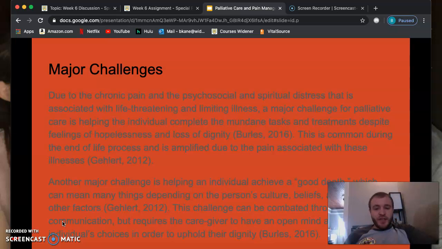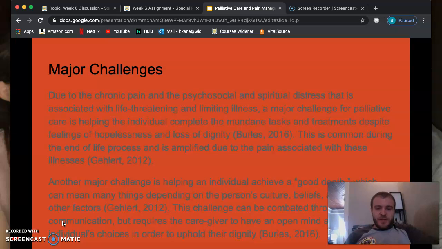Another major challenge is helping the individual achieve a good death. This is pretty hard to do. It can mean a variety of factors depending on the person's culture, beliefs, and whatever other components of that person's life come into play. We need to be respecting all of those in order to give them the good death that they and we are seeking to provide them.